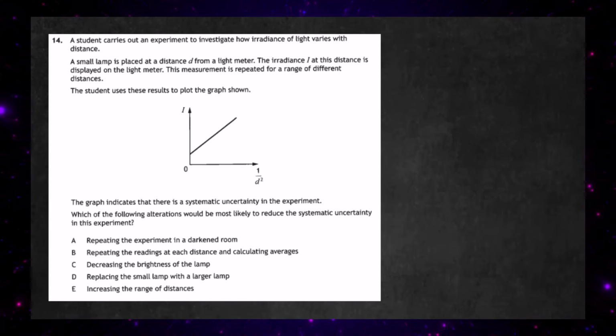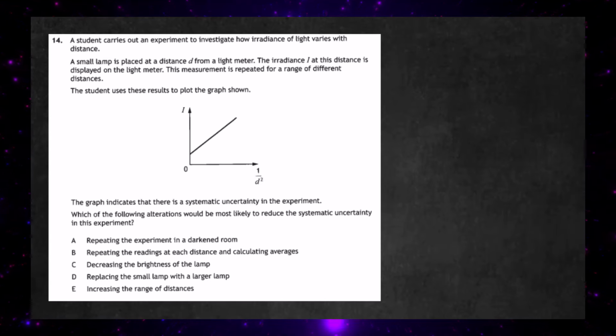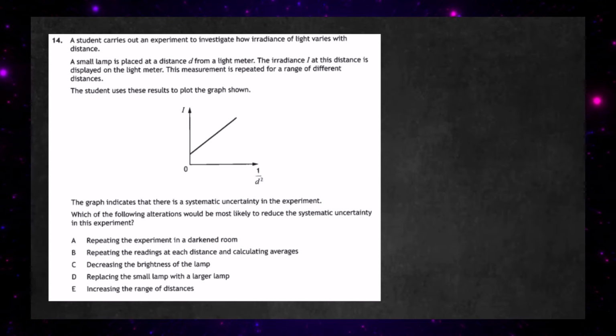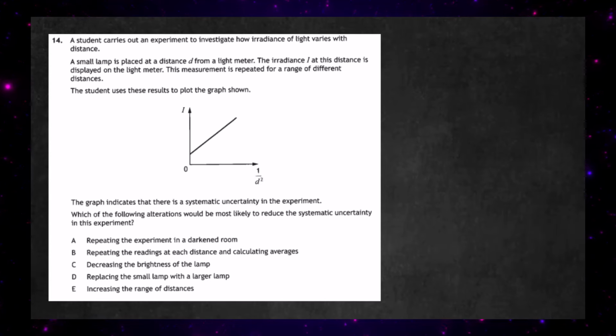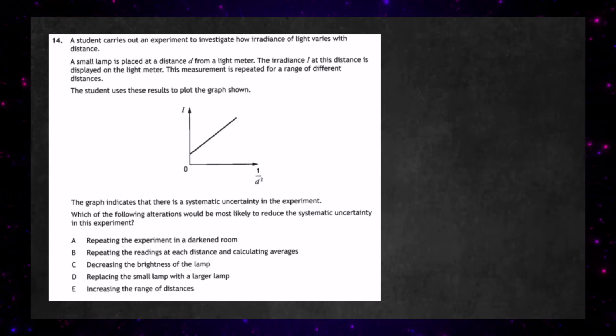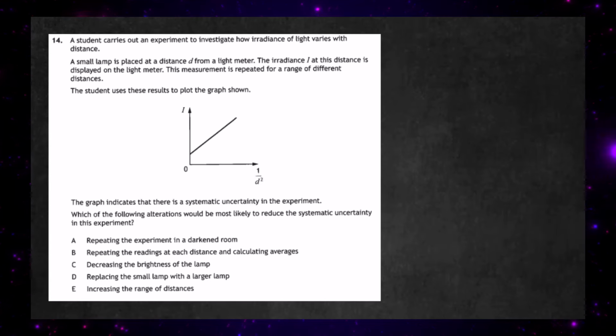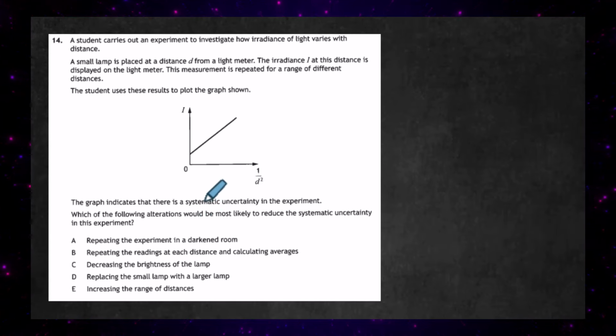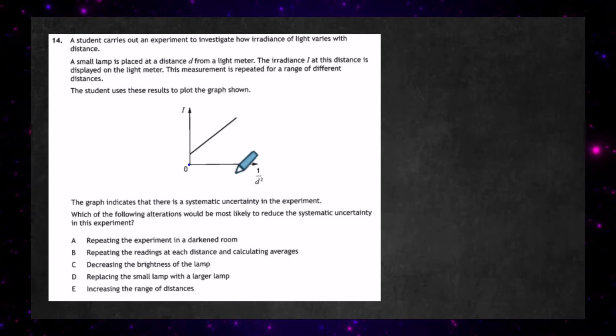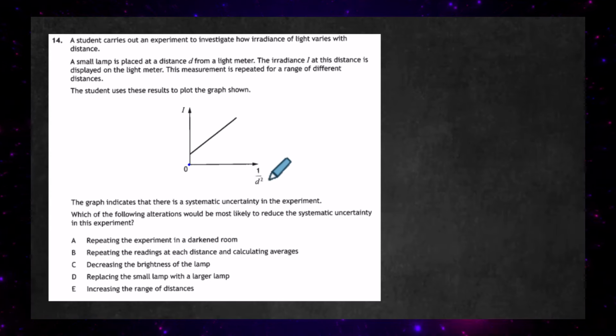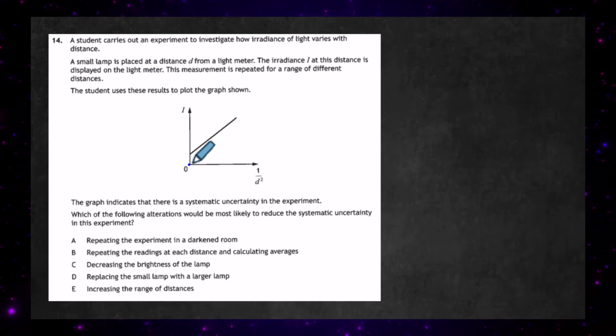And we're given 5 options. A, repeat the experiment in a darkened room; B, repeating the readings at each distance to calculate averages; C, decreasing the brightness of the lamp; D, replacing the small lamp with a larger lamp; and E, increasing the range of distances. Now the clue is a systematic uncertainty, and we can see that we're very far away from the lamp, because remember 1 upon d squared, if we're very far away, 1 upon d squared is going to be roughly 0 here.